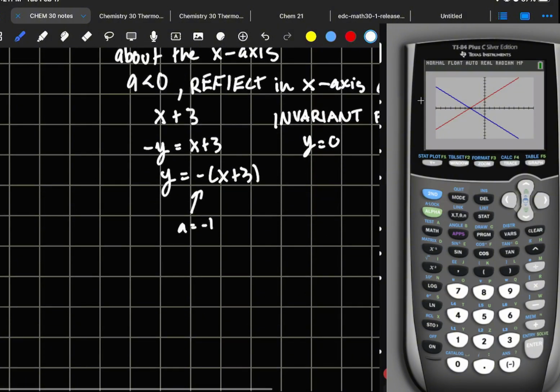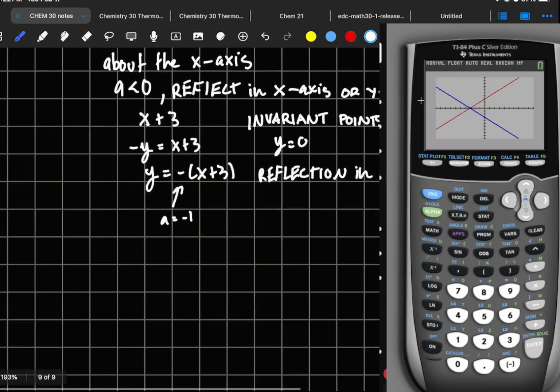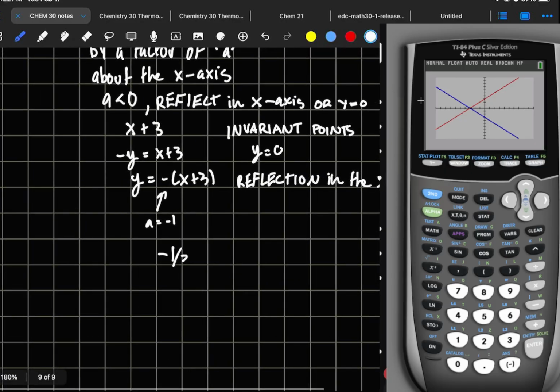And the way you describe a reflection is you just say, instead of a stretch, you have to separate the stretch and the reflection. So I'd say there is a stretch or a reflection in the x-axis. Reflection in the x-axis.